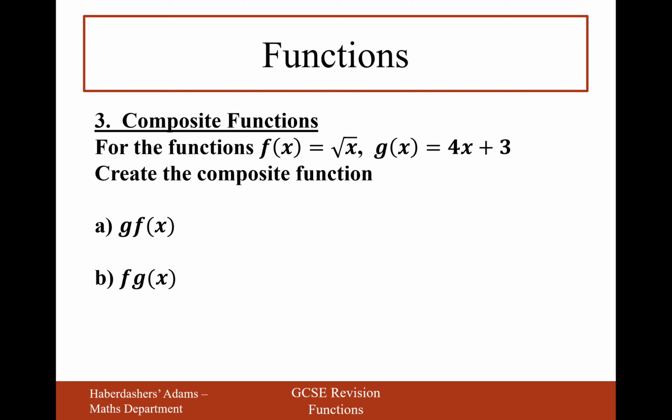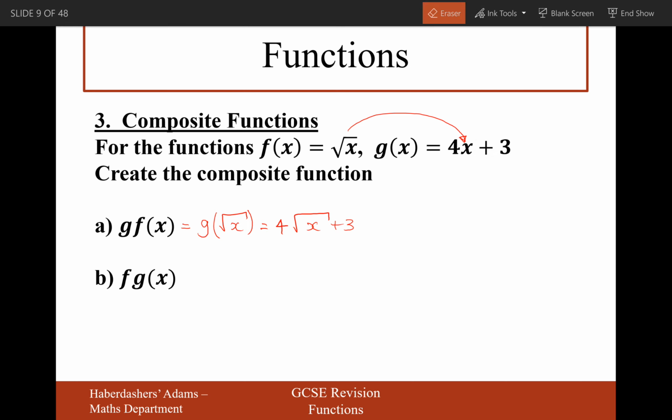Okay, so in this first question we do the f function first, so that in this case is the square root of x. And then we take the square root of x and we put it into the g function. So it's going to replace x in the g function. So it's 4 times the square root of x plus 3. So there we are, that's the answer to that question.